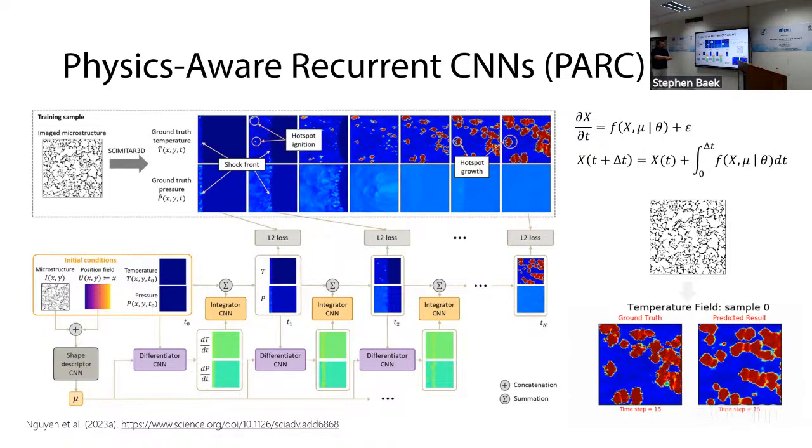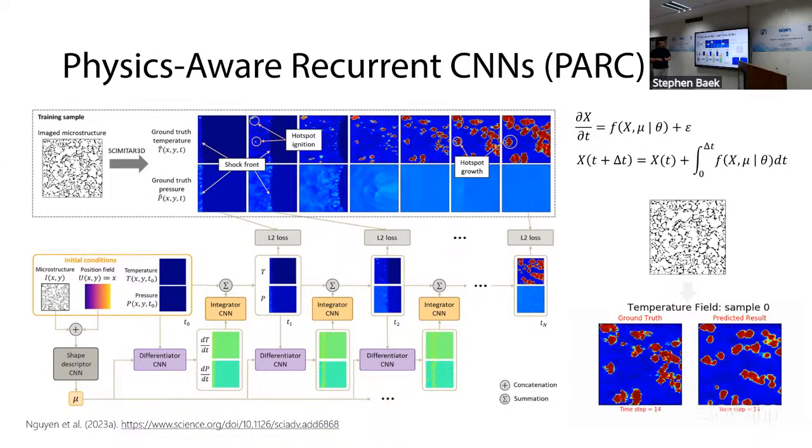Those time derivatives are then inputs to the yellow box, which integrates them. The integral of the time derivatives gets added to the previous temperature and previous pressure to make a prediction of the temperature and pressure in the next time step. We basically apply the purple box and the yellow box recursively. The same purple box and the same yellow box are applied multiple times, and as we apply them, we roll out the simulation of the temperature field and the pressure field. That was basically the idea of PARC. As a result, we were able to predict the evolution of the temperature field and the pressure field with an accuracy that was pretty good.